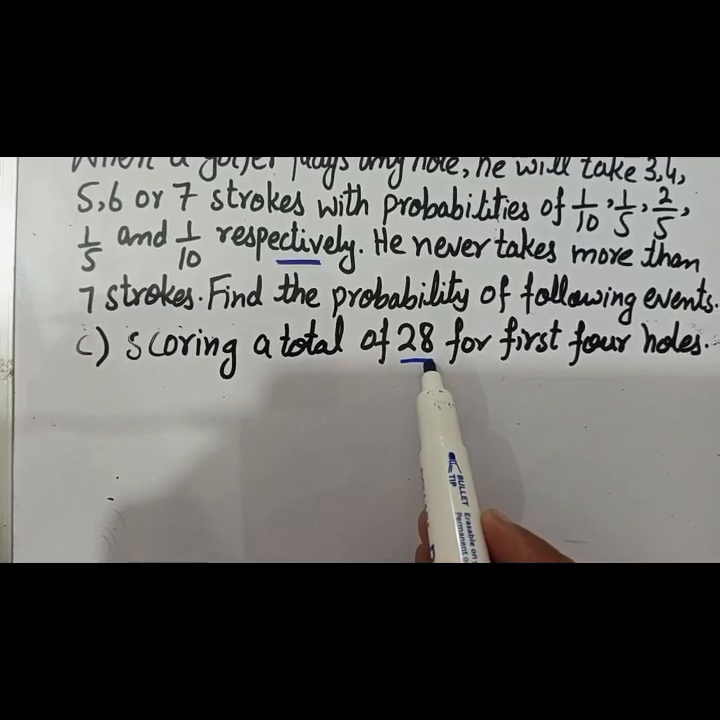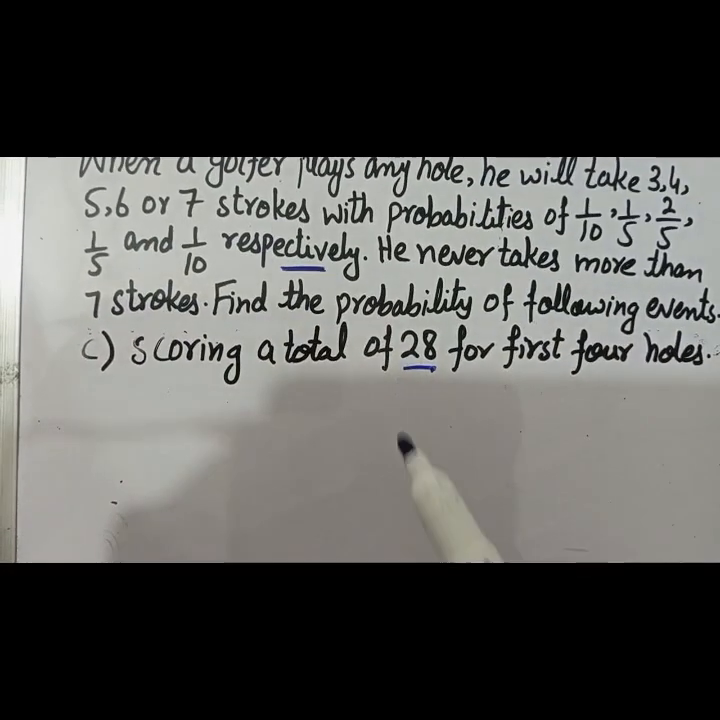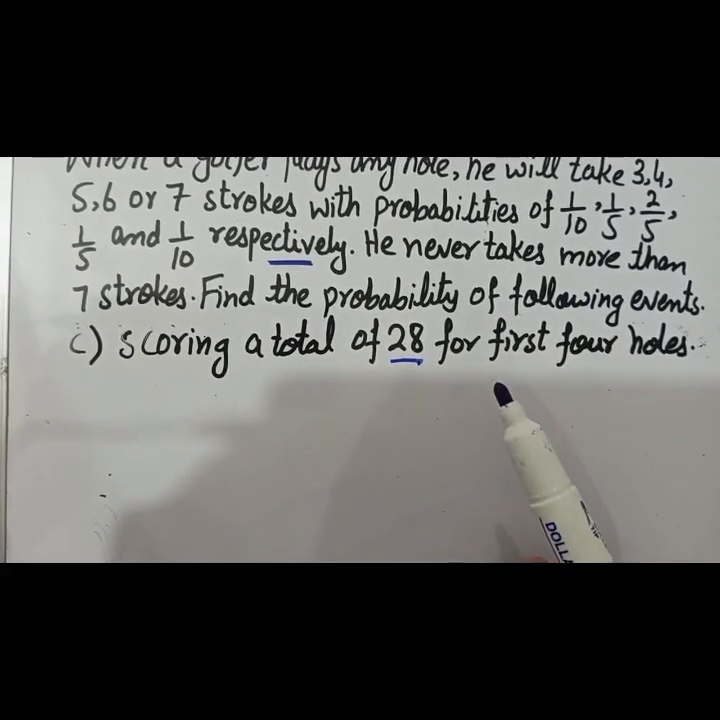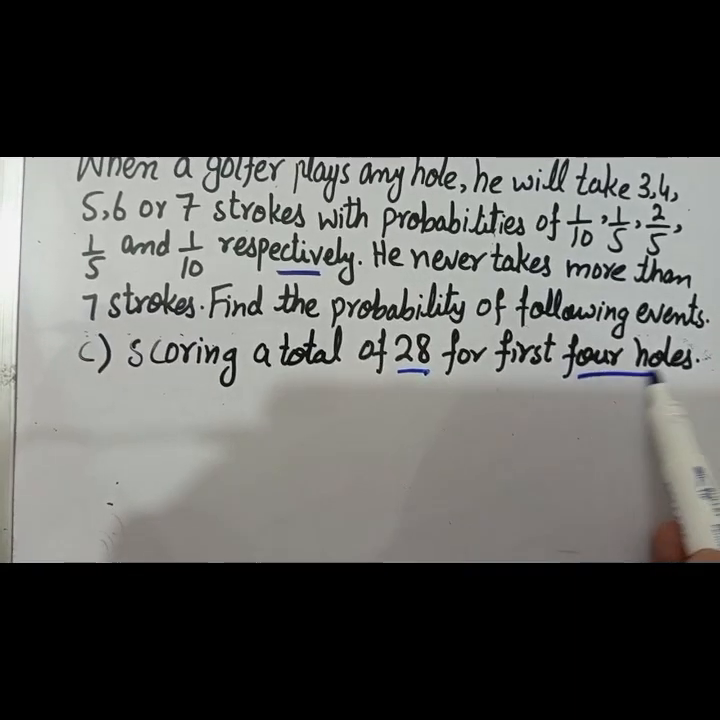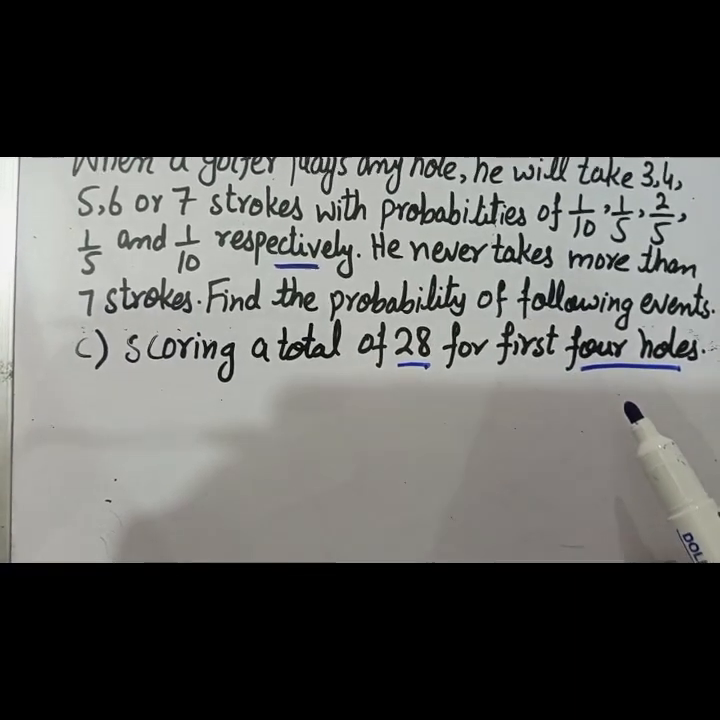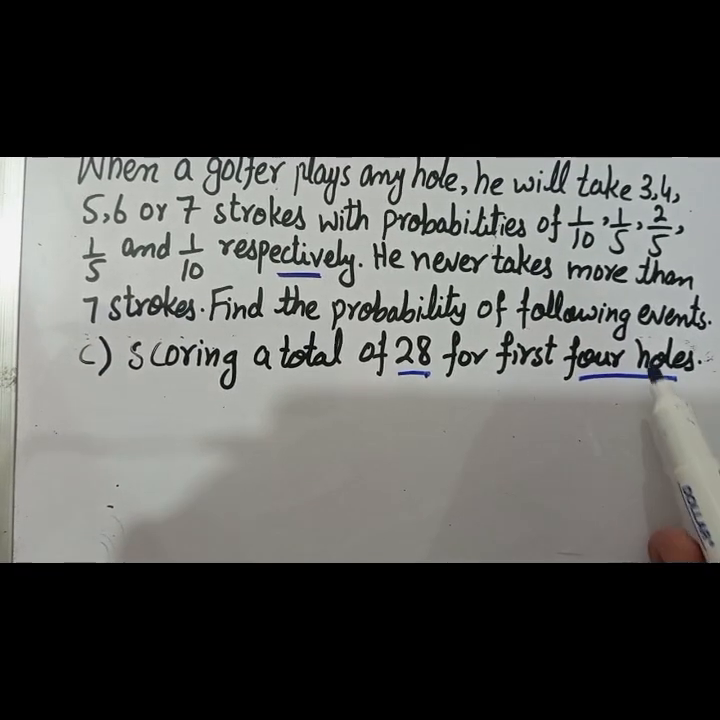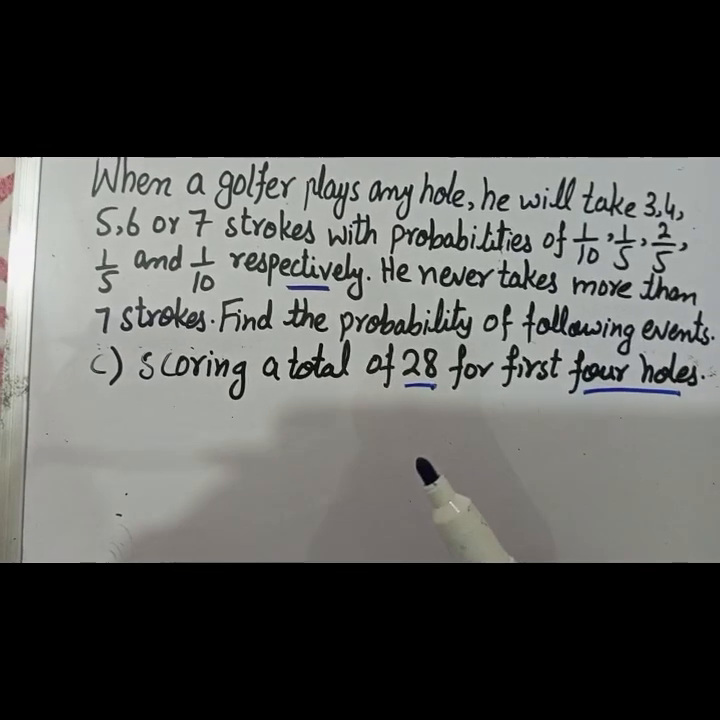Part number C says scoring a total of 28. It means that you have to add these strokes, 3, 4, 5, 6 and 7, in order to get the answer 28. But how many times is he playing? It means he has to play for 4 holes, but the condition is the sum of 4 holes will be 28. So there is only one option.